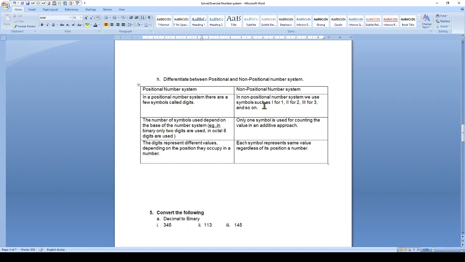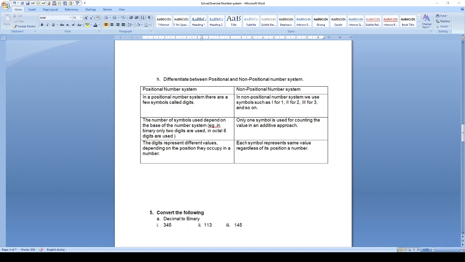In a non-positional number system, each symbol represents the same value regardless of its position in a number. Each symbol represents the same value, that is 1, or if it is some other value, it is the same for all the positions. So based on the positions, the values will not be different, like in a positional number system. Okay?